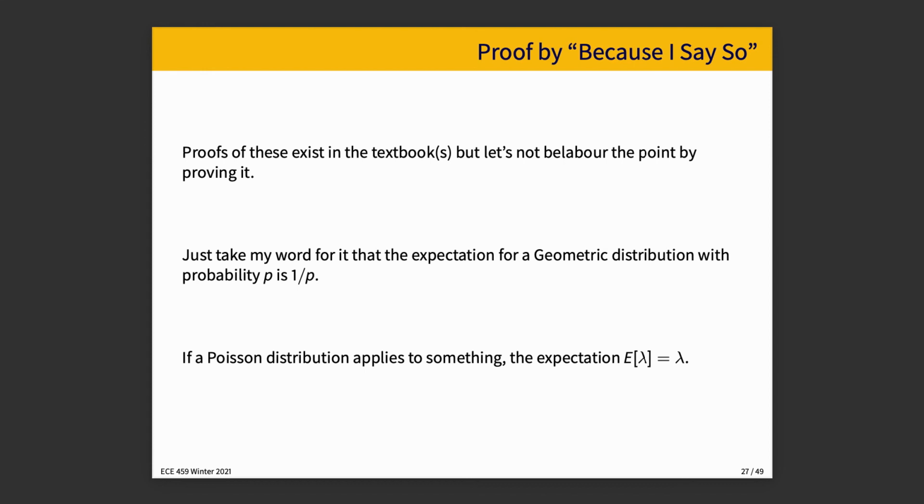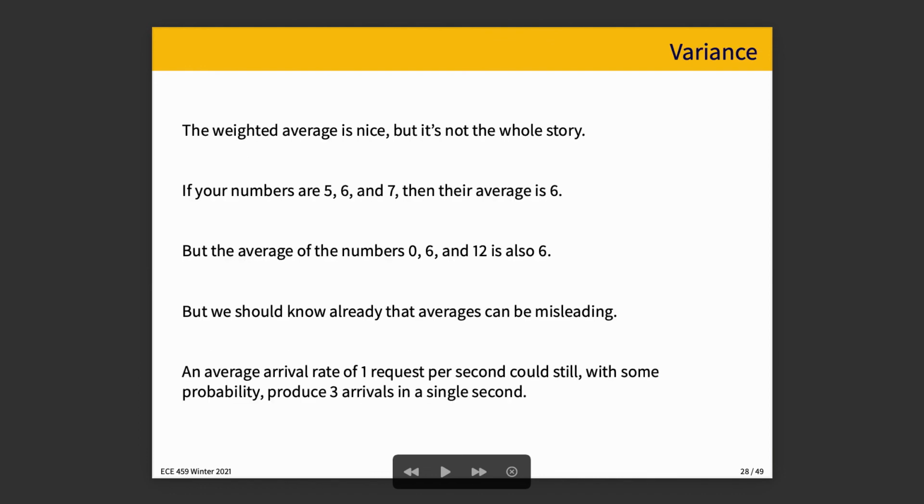All right, I'm going to give you a couple more things as proof of "because I said so." Just take my word for it that the expectation for a geometric distribution with probability p is 1 over p, and if a Poisson distribution applies, the expected value is lambda. These matter for things like arrival rate, and we'll just refer back to these values when we need them.